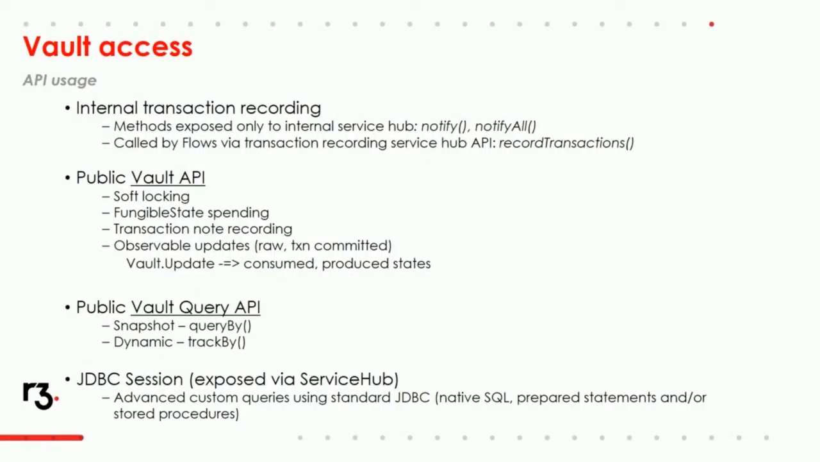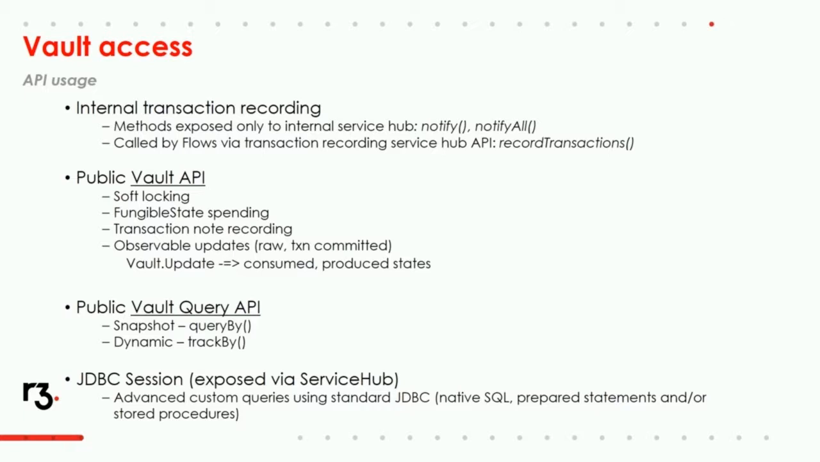Now the query API. As I mentioned, the Vault query API has come along in the last few months. It's a very simple API with two methods. One of them provides a snapshot of the data in the Vault as it is today. Another one is a trackBy method, which provides a snapshot and a series of streamable updates over time. So you get to see what's in the Vault right now based on your query criteria, plus streaming updates of changes as the Vault is updated.